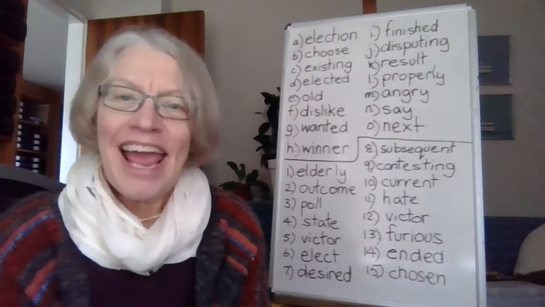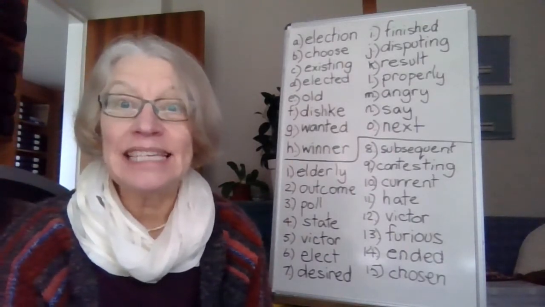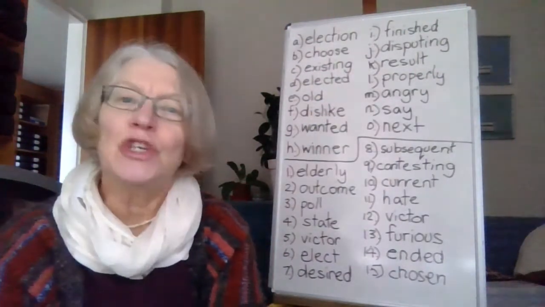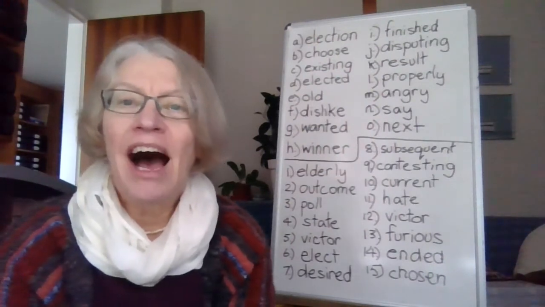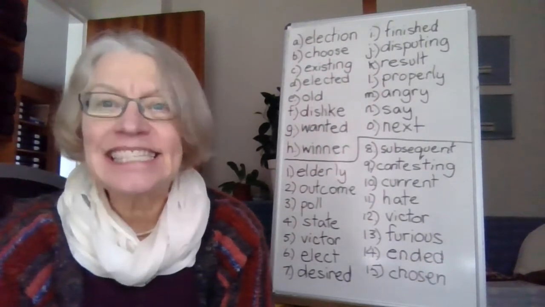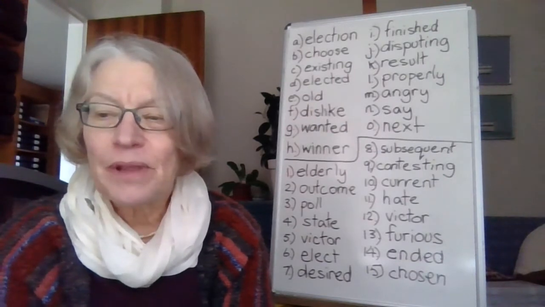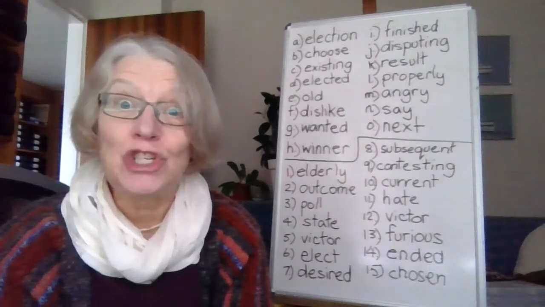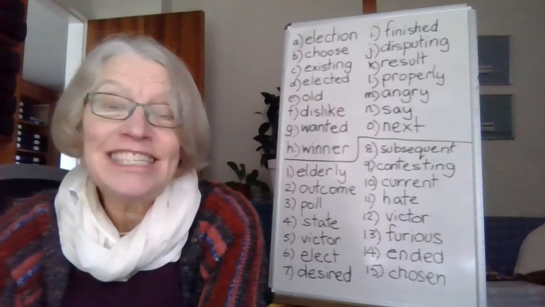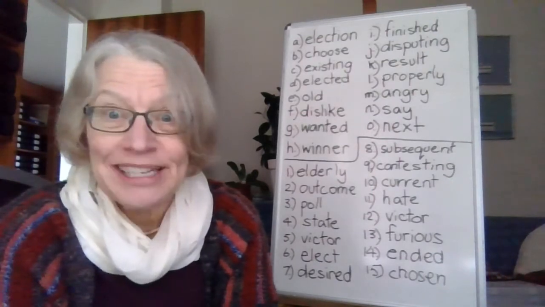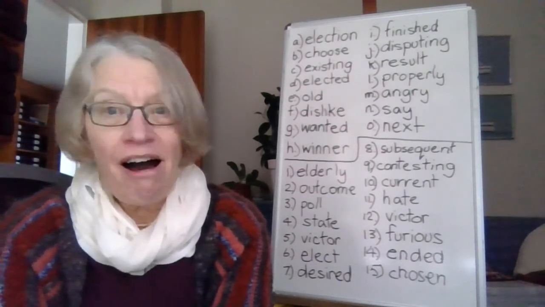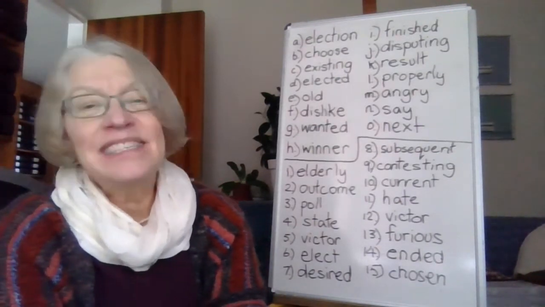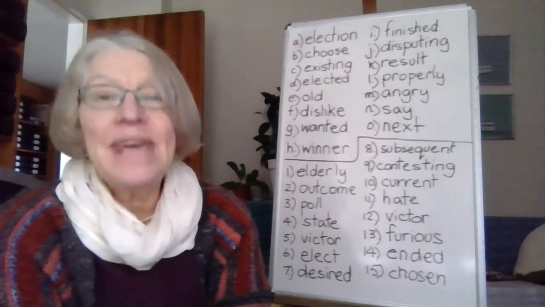So, if I say something is big, I could use a different word. I could say it is large, or I could say it is huge, or I could say it is enormous. So large, huge and enormous mean the same as big.